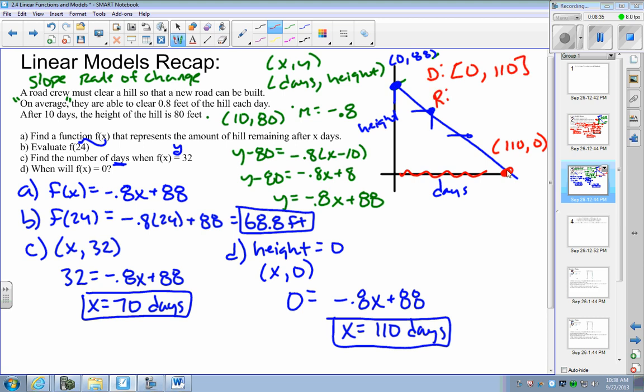Range, starting at height 0, and it starts at height 88, and it can't get below a height of 0. So there's those two things there.